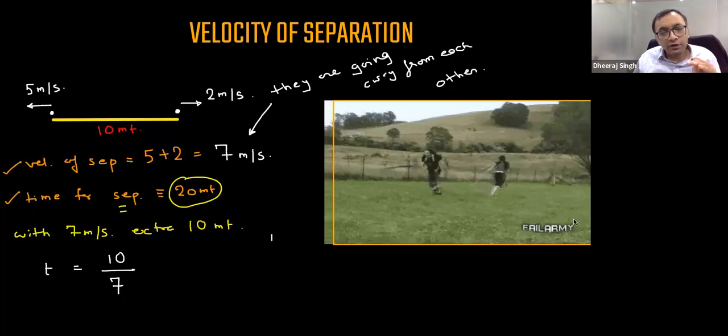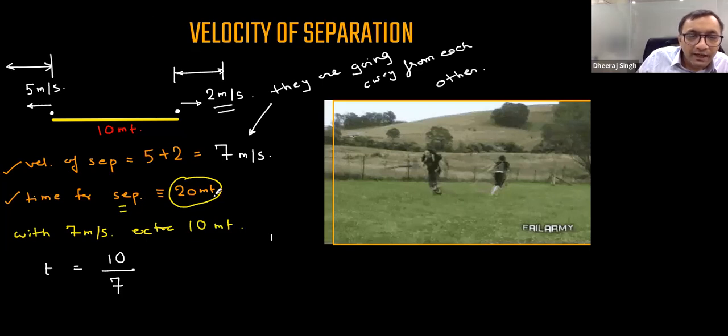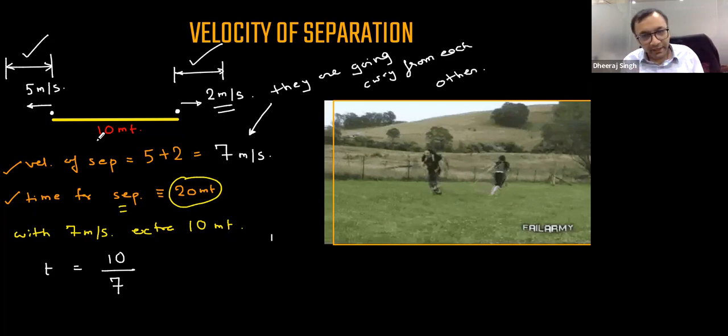Now, remember the previous question. Suppose you have to do the previous question by the usual method without using velocity of separation. Then what you have to do? Find out the distance traveled by 2 meters per second velocity. Find out distance traveled by this velocity, then add these two and equate it to 10, right? So it was a longer way of getting the answer. But if you use velocity of separation, which is indirectly using the relative velocity, you will directly get the answer.